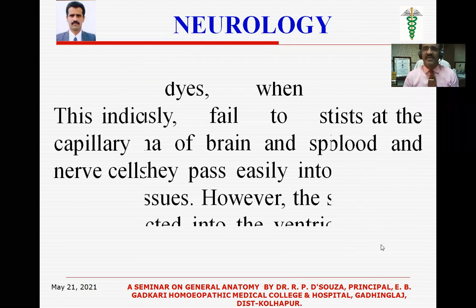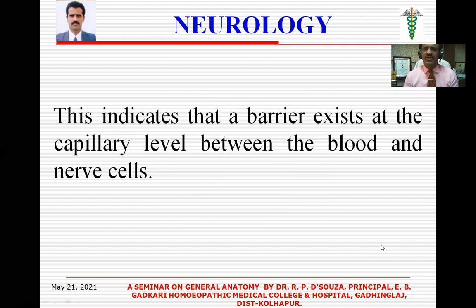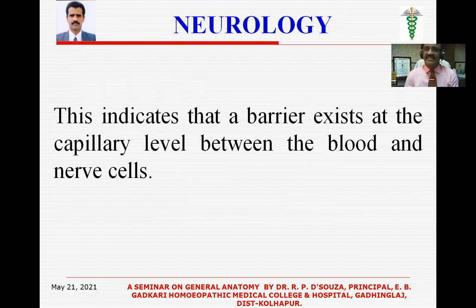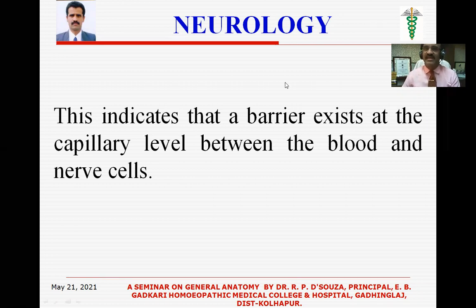The brain is the highest controlling and coordinating organ of your body, and it requires a lot of protection. From outside there is good protection. There is a scalp, tough layered skin, plus there is a tough bony cage called the skull. It's very tough, and then inside again there is a blood-brain barrier. This indicates that a barrier exists at the capillary level between the blood and the nerve cell.